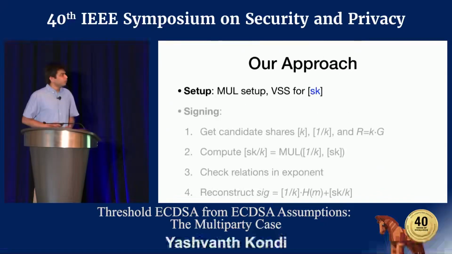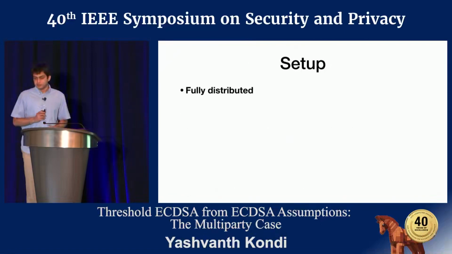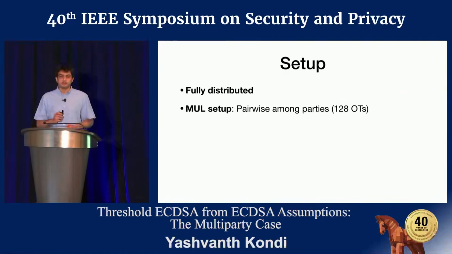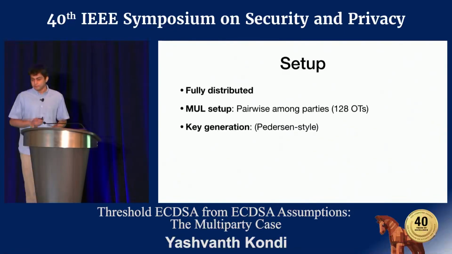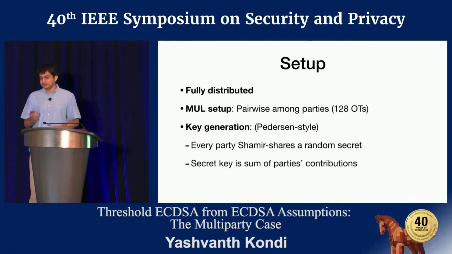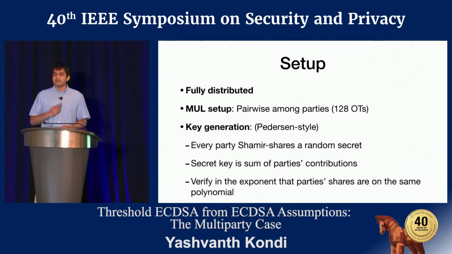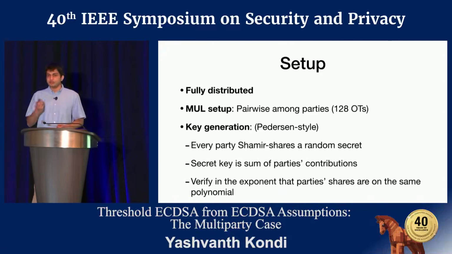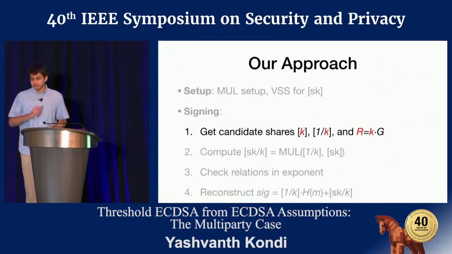Right, so walking through our approach, first the setup. It's fully distributed and involves running a bunch of OTs pairwise among parties to run the base OTs for OT extension, essentially. And our key generation is done in the style of Pedersen, which is to have every party Shamir share its secret, a random secret, and to define the secret key to be the sum of each party's contribution. And ultimately, at the end of this protocol, every party verifies that they have a share on the same polynomial by checking in the exponent, interpolating in the exponent.